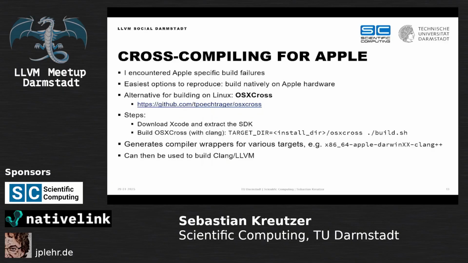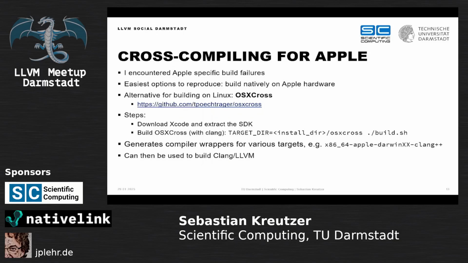And there's this handy project called OSX Cross, which basically helps you build a proper cross compiler for Apple. In order to use that, you should download that. And then you also need Xcode, which is a bit annoying to get actually, but after registering with Apple and, I don't know, jumping through some hoops, you can actually download and extract the SDK. And then using that, you can build OSX Cross, which will then generate compiler wrappers that you can just use to cross-compile. So it's pretty cool.